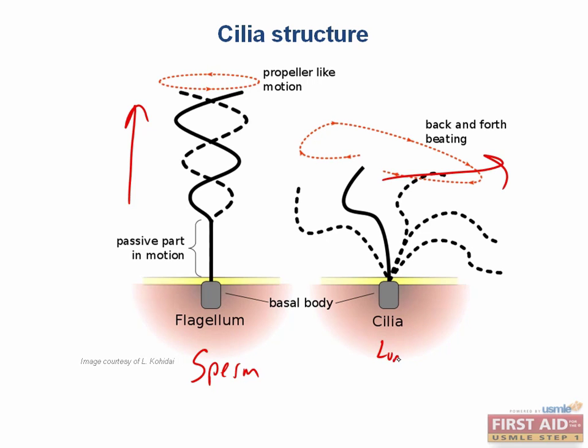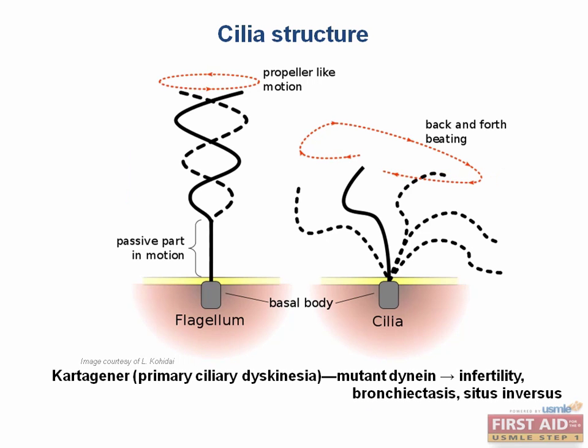Two important ones are cells in the lung that keep mucus moving out of the lungs, and cells in the fallopian tubes, which move the egg towards the uterus. Okay, so what happens if you have an autosomal recessive defect in dynein? This is called Kartagener syndrome, or primary ciliary dyskinesia, and if you have it, your cilia and flagella won't be able to move at all, so all these functions I just mentioned won't work.